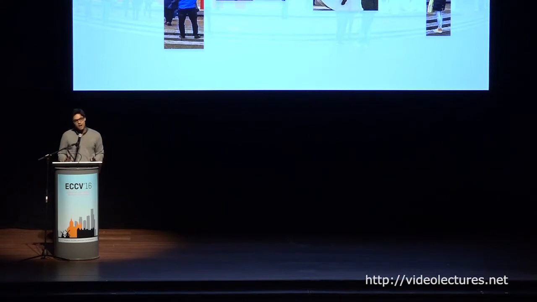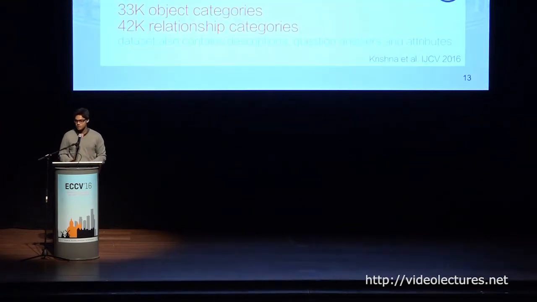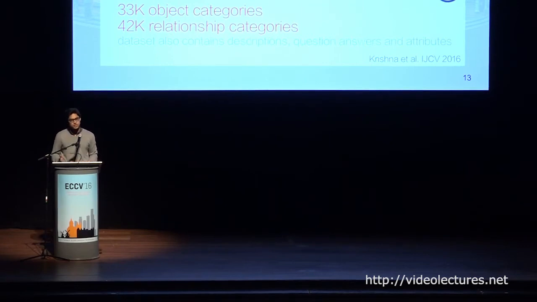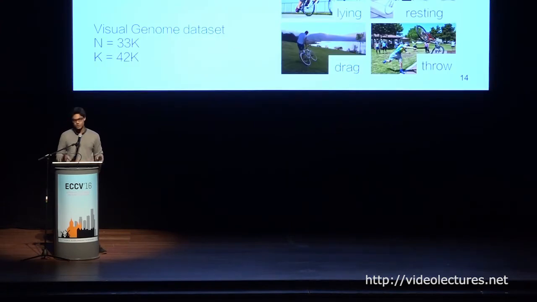Now, we've already seen how diverse a single scene can be. So to truly capture the visual world, we resort to using the Visual Genome dataset, which contains a large number of object and relationship categories. Now, when using such a large dataset, we make two very key observations. The first observation is the quadratic explosion that occurs in the number of detectors we need.